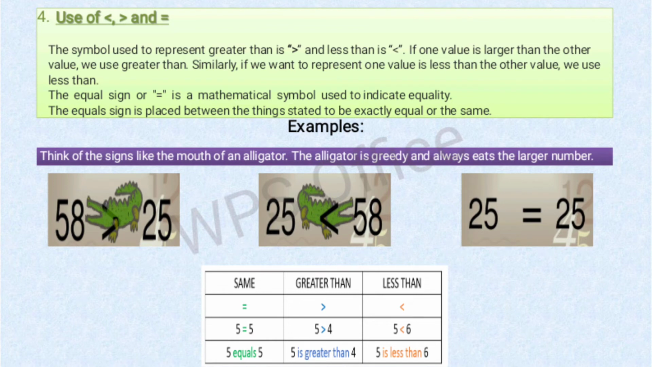Example, think of the sign like the mouth of alligator. The alligator is greedy and always eats the larger number. Can you all tell 58 is greater or 25? Yes, 58 is greater and the greedy alligator will eat 58. Can you all tell 25 is less than 58? Yes, as 58 is greater than 25, similarly 25 is less than 58. So where the mouth of alligator is seen, that number is greater, and where the tail of alligator is seen, that is smaller number. Let's have a practice exercise.